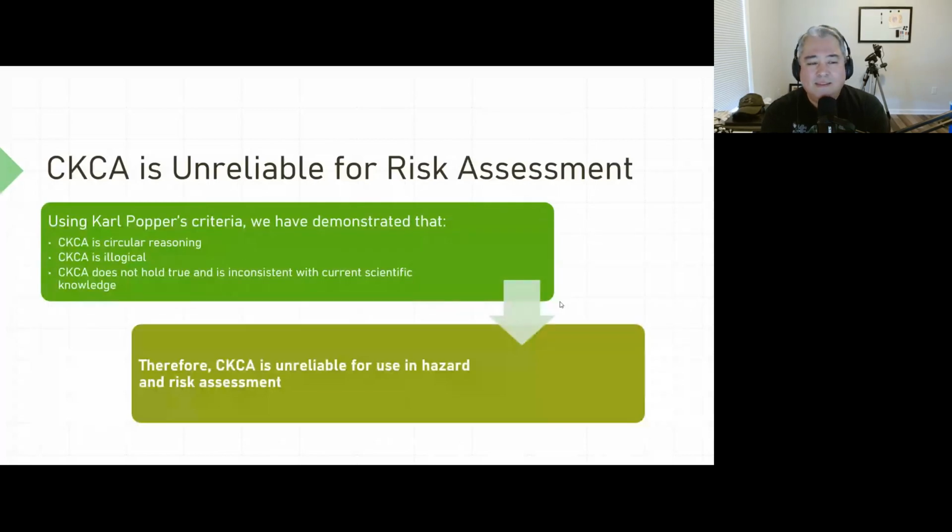And the consensus key characteristics approach does not hold true and is inconsistent with our current knowledge of the science around chemicals. Therefore, it is clear to us, and I hope it is clear to you as well, that the consensus key characteristics approach is unreliable for use in hazard and risk assessment.